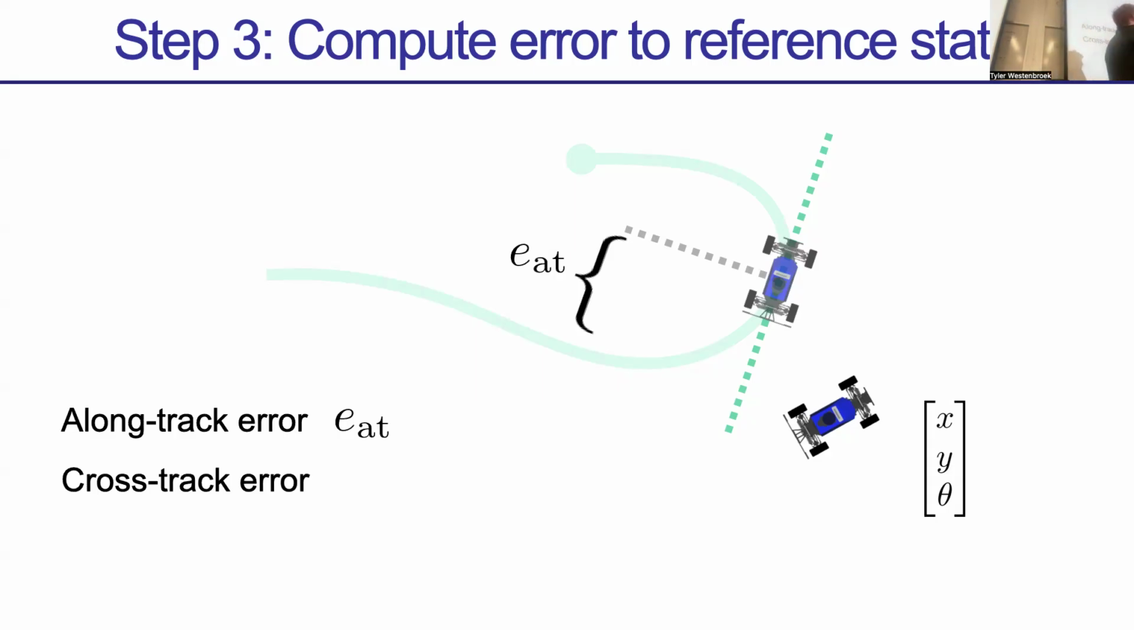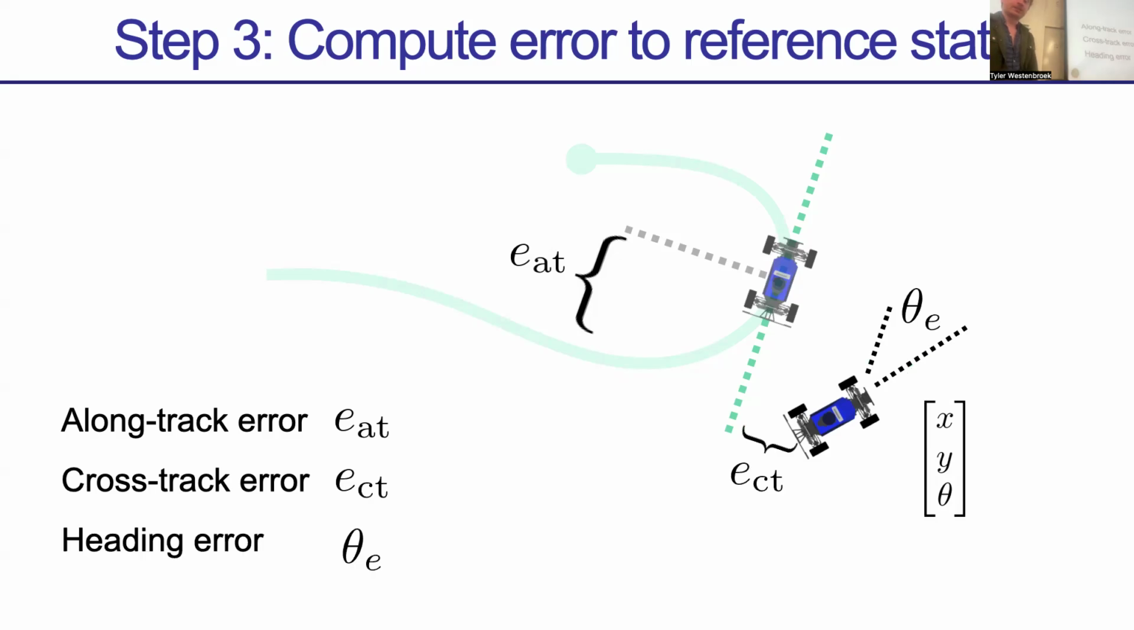Okay, and then so we're going to define tracking errors based off of this. So my first tracking error, which we're going to call a long tracking error, we're going to denote with EAT, is going to be exactly that. It's sort of how much ahead or behind of where I want to be along the path is my car.